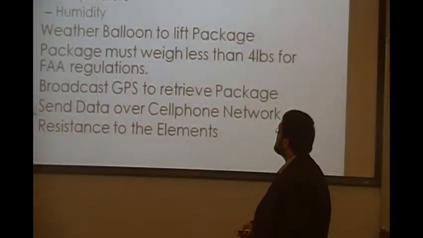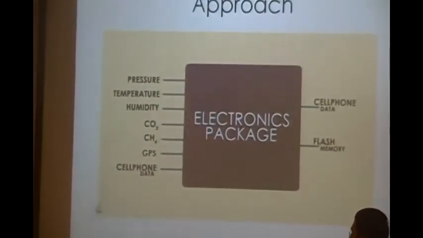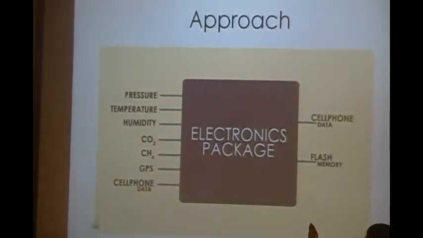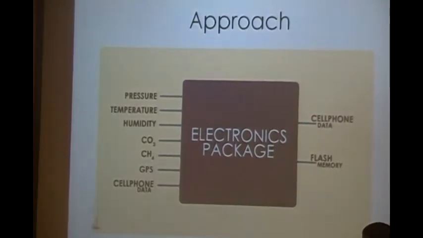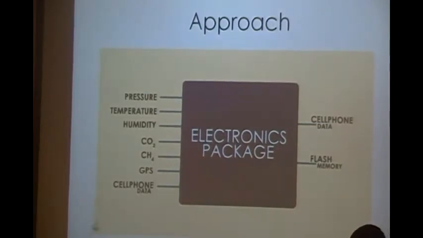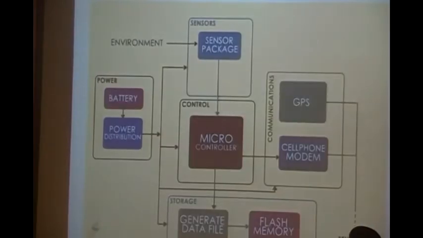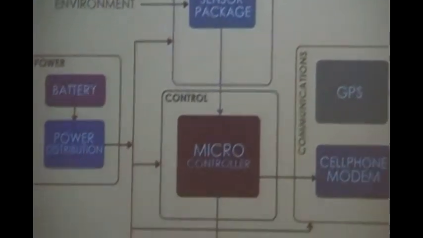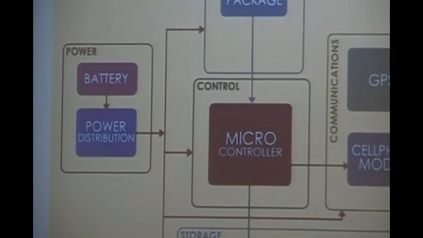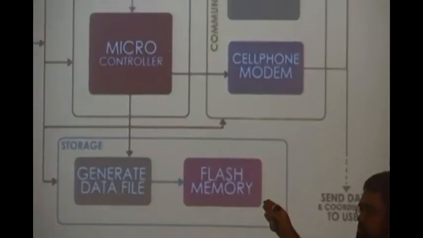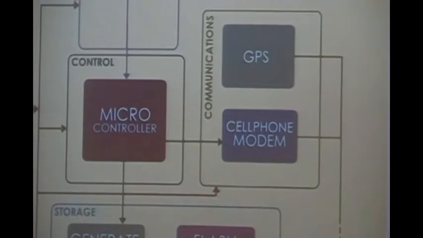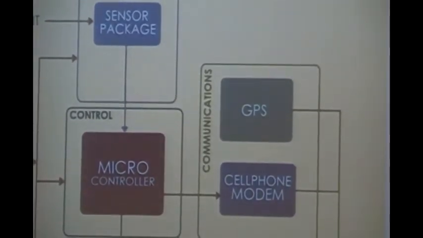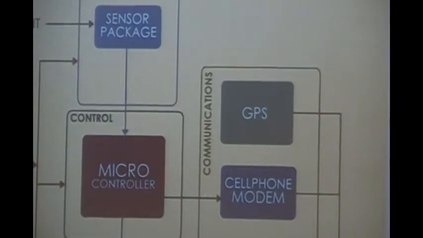Our approach is to basically take the data from all the sensors and the GPS on the cell phone, and then send it back to us over the cell phone data, and also store it into a flash memory SD card. Our system works as such: it takes sensor data from the environment, it sends it to the microcontroller, which then generates a data file and puts it into the SD card. And also, the same data stream is sent to the cell phone, which stores it and whenever it has signal, it sends it at intervals of 5 minutes down to us.